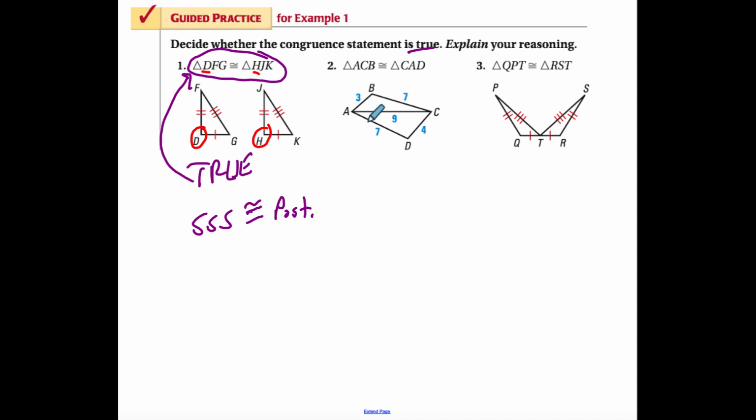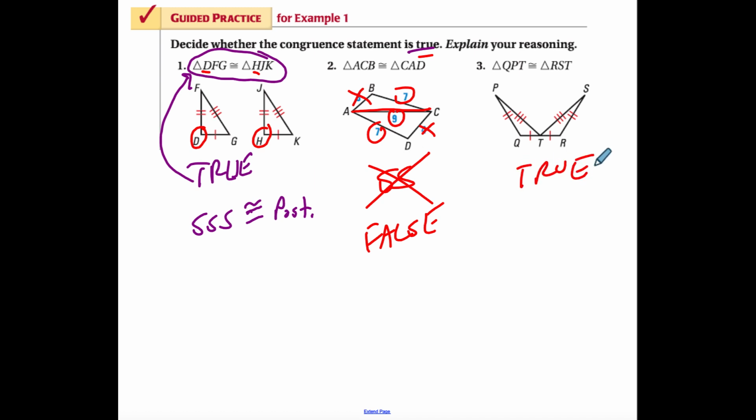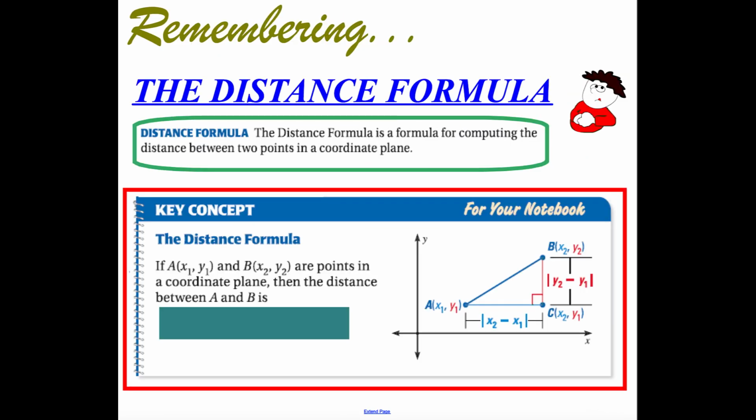I think in problem 2 we're going to have a problem because although we have matching 7s, and then 9 is a shared side, so 9 is going to match up with itself, 3 is not equal to 4, is it? And so you only had side, side. Side, side is not enough. So this one I would just say false, or not true, however you want to put it. What about the last one? Well, it looks like side, side, side again, doesn't it? So this is a true statement because of the side-side-side congruency postulate.